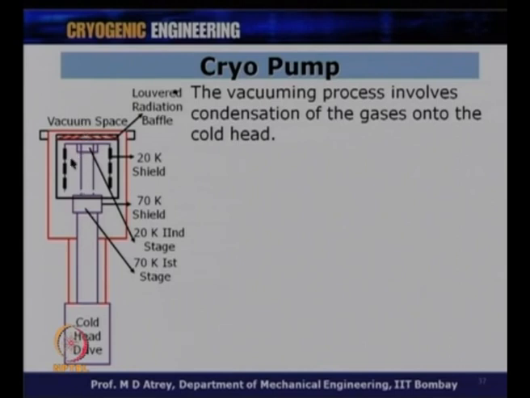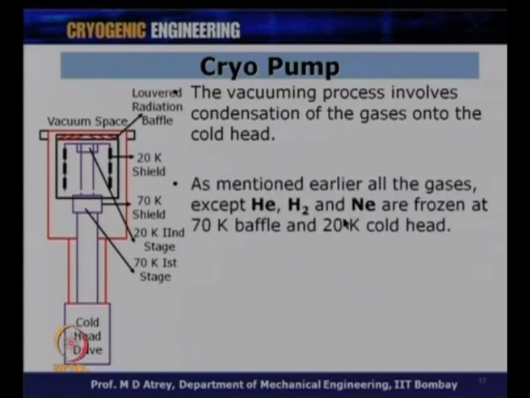Now, the second stage, you can see there is a shield over here and this is a 20 K surface. So, when this gas comes down, the remaining oxygen, nitrogen, xenon, etc. will get frozen down on this. And therefore, this 20 K shield will take care of the other gases other than moisture, while this 70 K shield which is connected to the first stage will take care of water vapor.